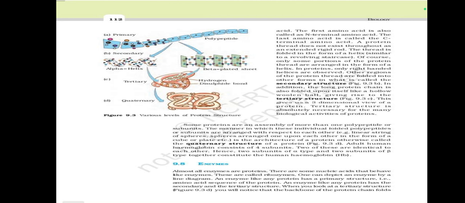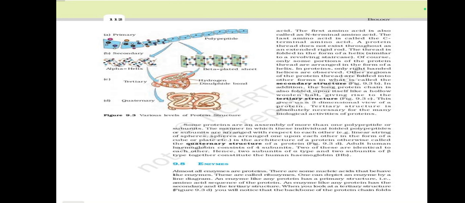Almost all enzymes are proteins. There are some nucleic acids that behave like enzymes. These are called ribozymes. One can depict an enzyme by a line diagram. An enzyme, like any protein, has a primary structure, that is, an amino acid sequence of the protein. An enzyme, like any protein, has a secondary and a tertiary structure.